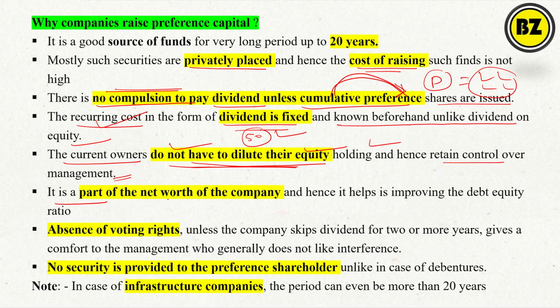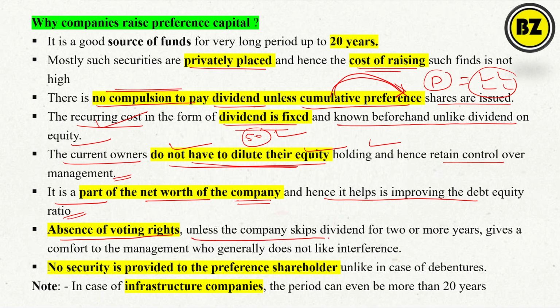It is a part of the net worth of the company. Why? Because it is a part of the capital, so it is a part of the net worth of the company, and hence helps in improving the debt equity ratio. Right? Absence of voting right.